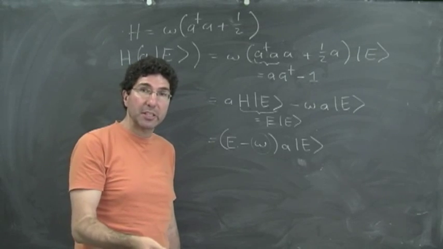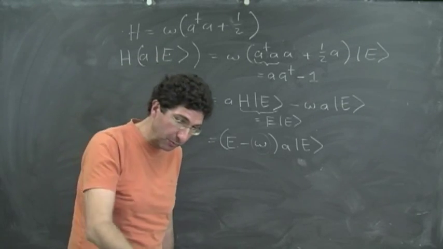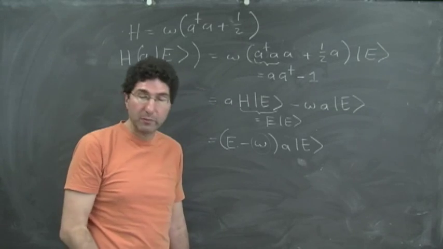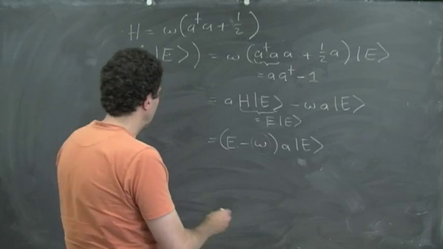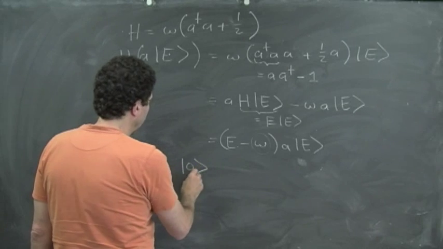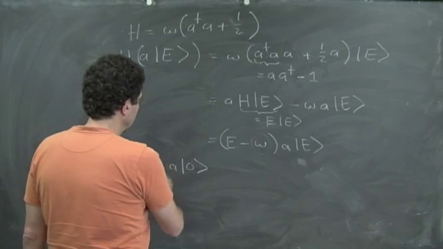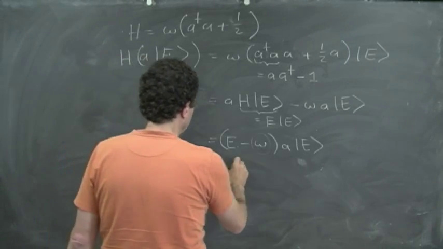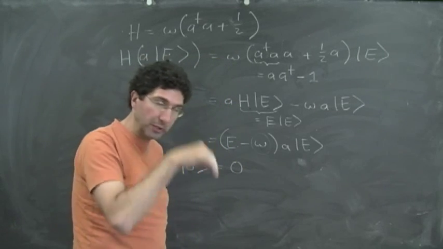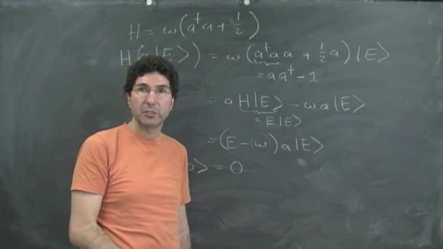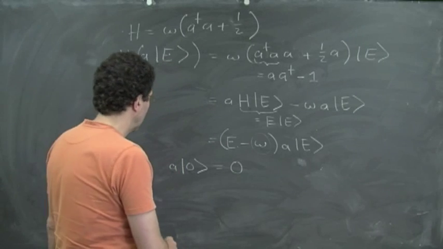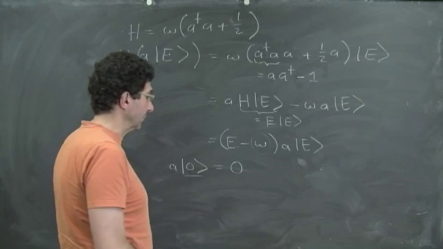There has to be a state of lowest energy. Otherwise, the system is unstable. And so there has to be an energy eigenstate |0⟩ such that A acting on that state gives us 0. Otherwise, if there were not such a state, we could lower the energy without bound. Okay? So this is one state that has to be there.